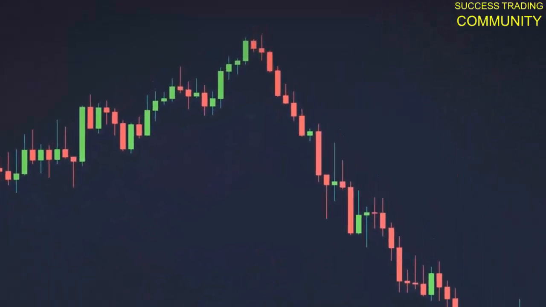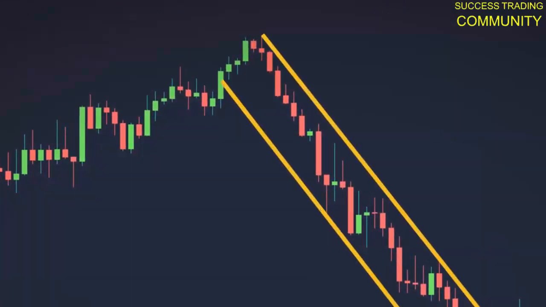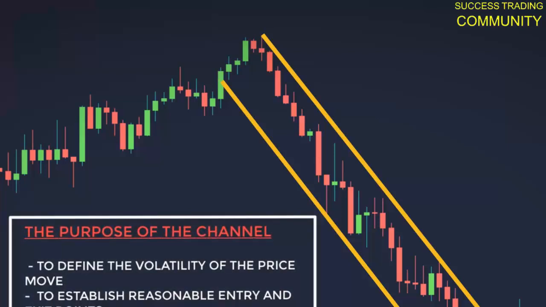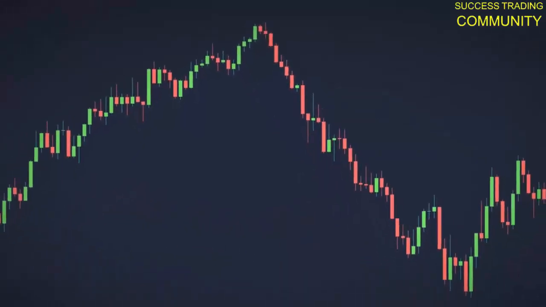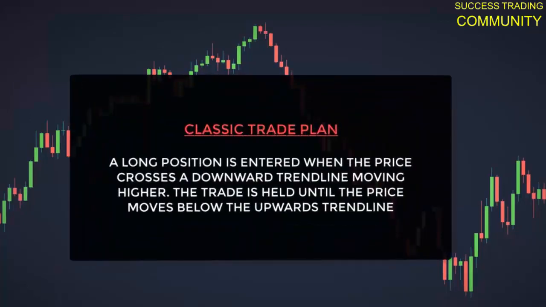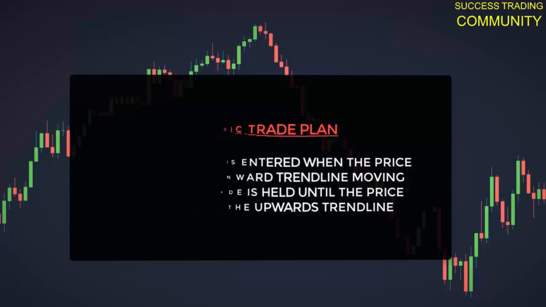Now, to get a better understanding of the trend, you could create a channel with trend lines. A channel is formed by a trend line and another line drawn parallel to the trend line, enclosing a sustained price move. The goal of a channel is to define the volatility of the price move and establish reasonable entry and exit points. Up to now, the trend line has only been used to identify the major price direction. A long position is entered when the price crosses a downward trend line moving higher. The trade is held until the price moves below the upwards trend line.